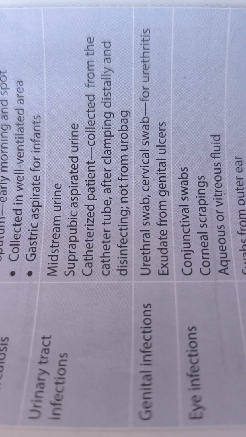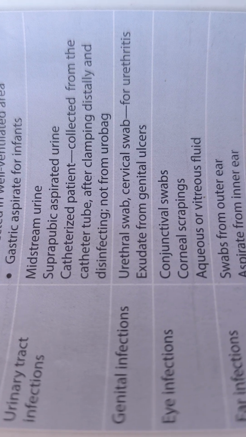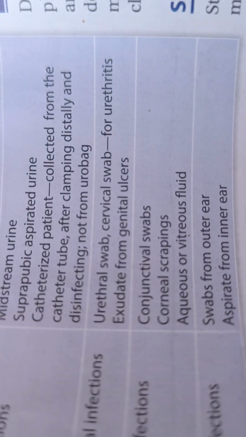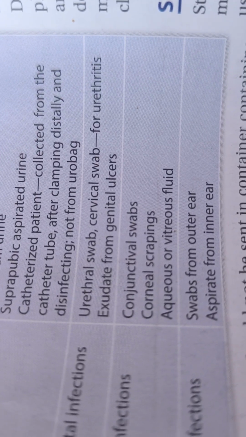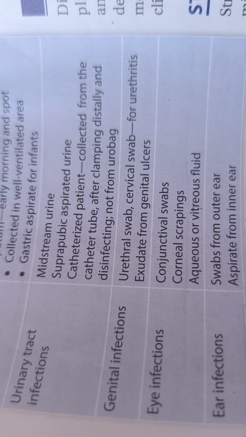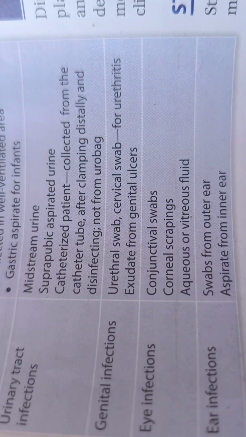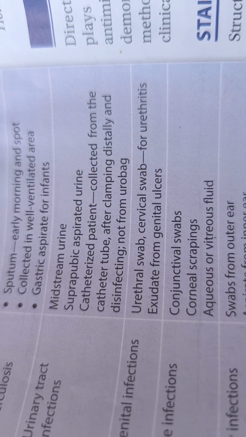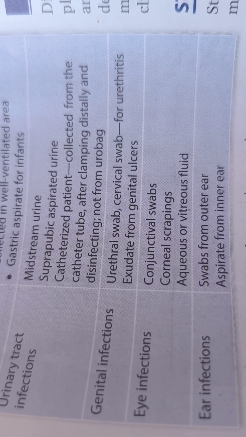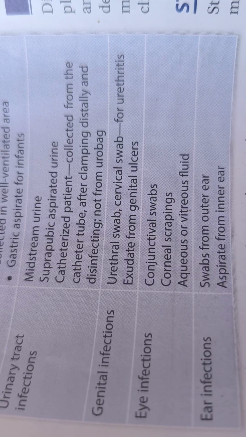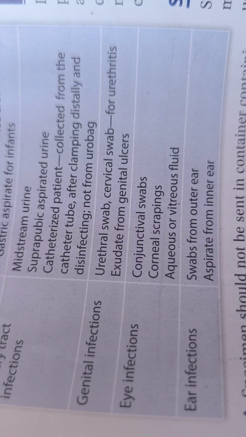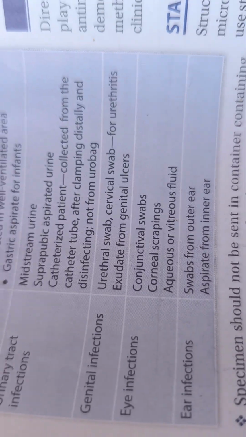Urinary tract infection: midstream urine, suprapubic aspirated urine; in a catheterized patient, collected from the catheter tube after clamping distally and disinfecting, not from the urobag. Genital infection: urethral swab, cervical swab for urethritis, exudate from genital ulcers. Eye infection: conjunctival swab, corneal scraping, aqueous or vitreous fluid. Ear infection: swabs from outer ear, aspirate from the inner ear.